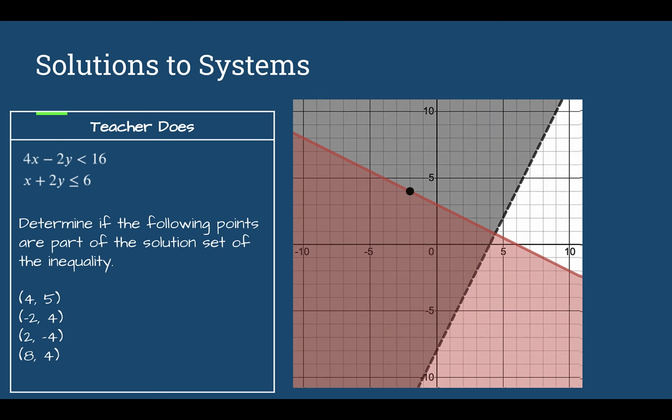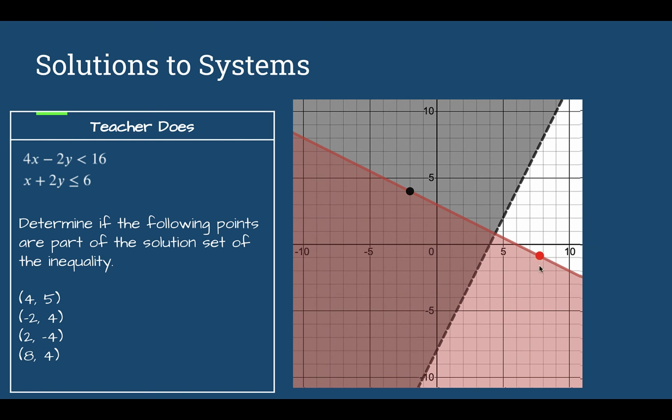If we check the next one, this ends up being on the border of our double shaded area. Because it's on a solid border, it's okay. So that second point of -2, 4 works. It's on the solid line that's the border of the double shaded area.